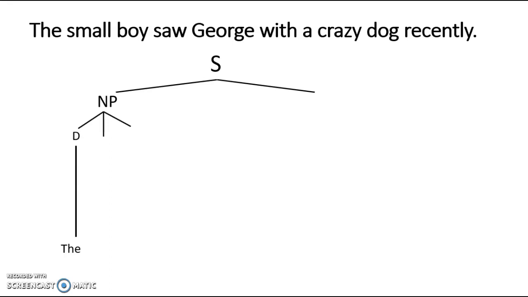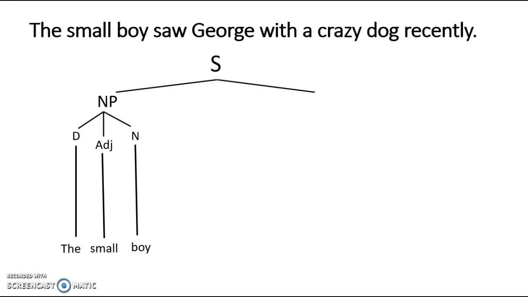Another example, the small boy saw George with a crazy dog recently. Here we have a longer sentence, but it's a simple one. The first thing, label the top with S, that is a sentence, then the two elements, subject and predicate, and then let's analyze the elements in their two main categories. Then what we have, the small boy, what is that? It's a noun phrase, one of the combinations of a noun phrase. And this noun phrase has three elements: the, determiner, then we have the adjective, small, and the noun, boy. It's another combination of noun phrase with an adjective in the middle.